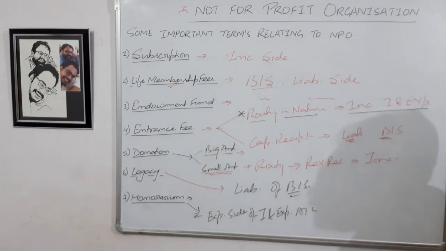Hopefully these items relating to not-for-profit organizations are clear, and their position where they will be shown in the final accounts is also clear. Thank you.